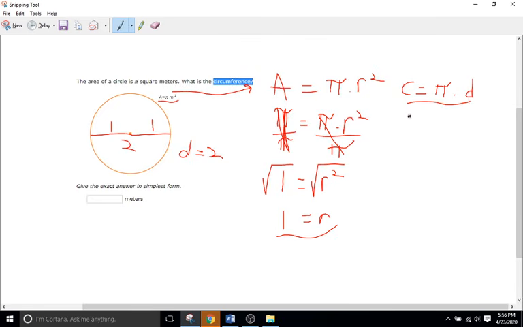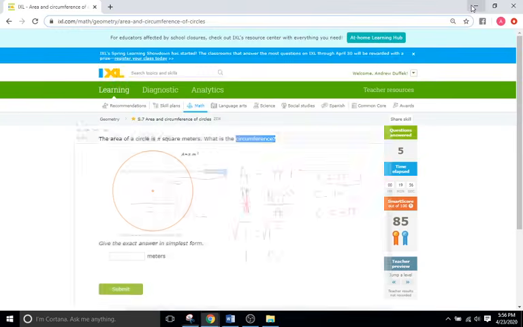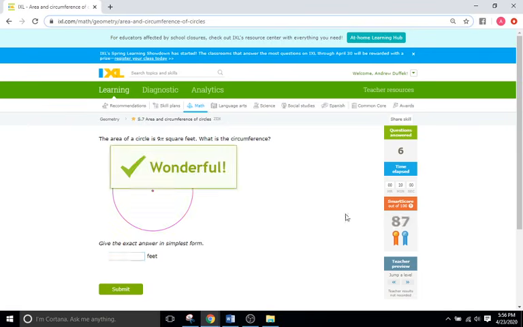And so now we're going to plug that over here in our equation. So to find the circumference, we're going to go C equals pi times 2, or just C equals 2 pi. Now again, IXL doesn't have you multiply it out for some reason. I think that would benefit you guys, but it doesn't. So we're just going to leave it as 2 pi, which would be 6.28. So we'll go back here, do 2 pi, and there we go.